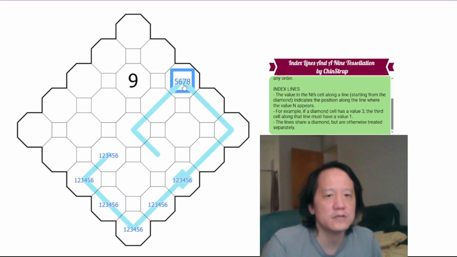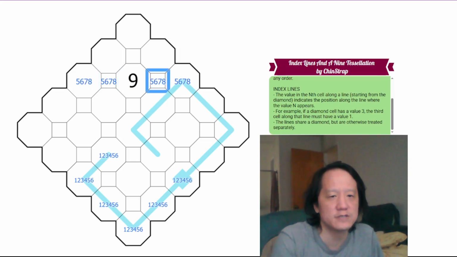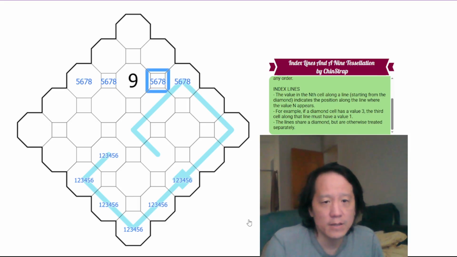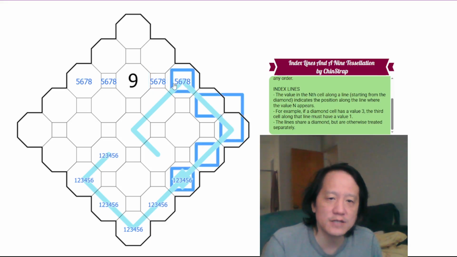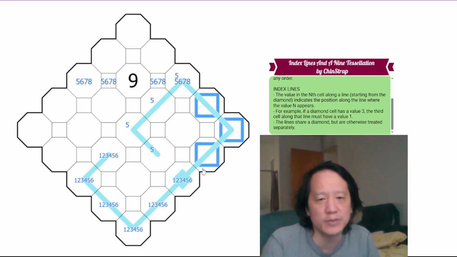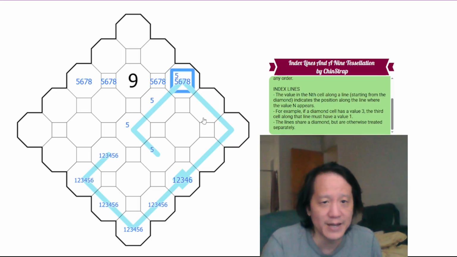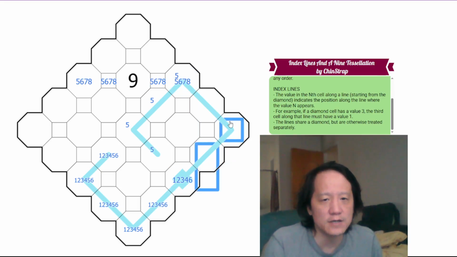because this row must be the digits 5 through 9 to be a Renban, essentially, to form a consecutive set. So that means along this line, 5 has to be somewhere on 6, 7, or 8. So we have a guaranteed 5 here, which means 5 cannot be anywhere else on this index line. If it were, then that doesn't match because 5 would have to be pointing to that line.